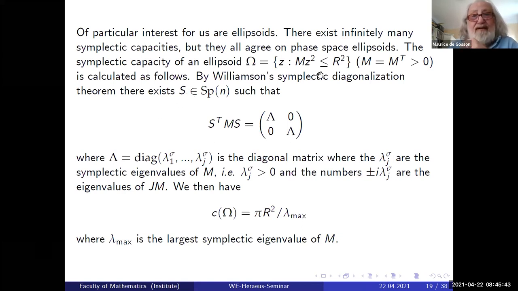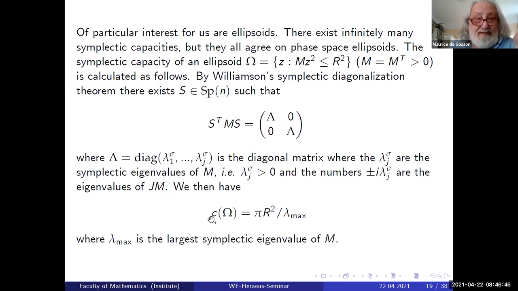Suppose our ellipsoid omega is defined by the inequality Mz squared smaller or equal to r squared, where M is a positive definite matrix. Mz squared means Mz times z, or z^T M z if you prefer. By Williamson's symplectic diagonalization theorem, we know that there exists a symplectic matrix S such that S^T M S is diagonal, with blocks lambda, 0, 0, lambda, where lambda itself is diagonal and its entries are the symplectic eigenvalues of M. Symplectic eigenvalues of M are the positive numbers lambda_{j,sigma} such that plus or minus i lambda_{j,sigma} are the eigenvalues of JM. You see, JM has the same eigenvalues as the square root of M times J times the square root of M, so they are of the type plus or minus i lambda.